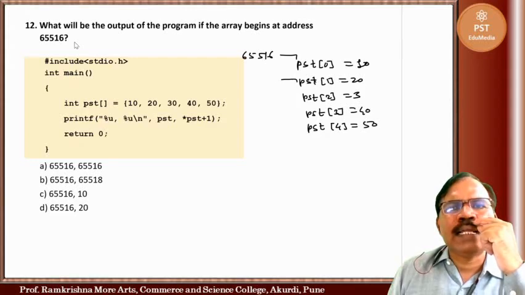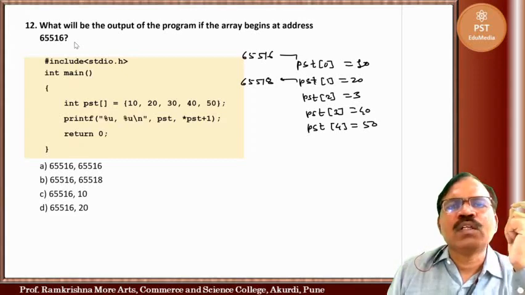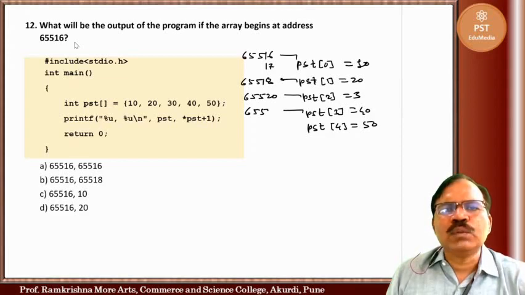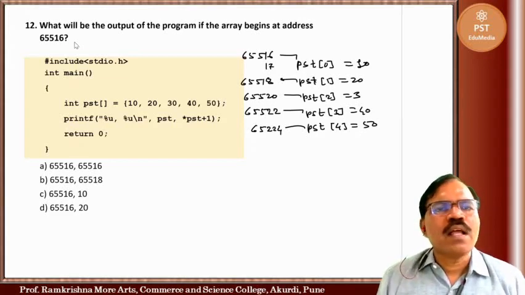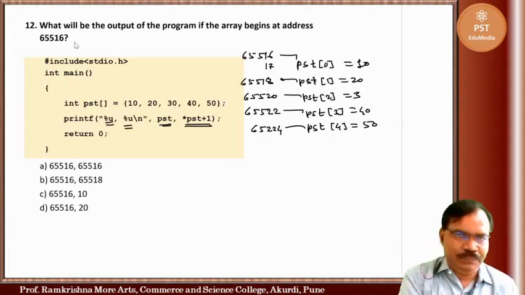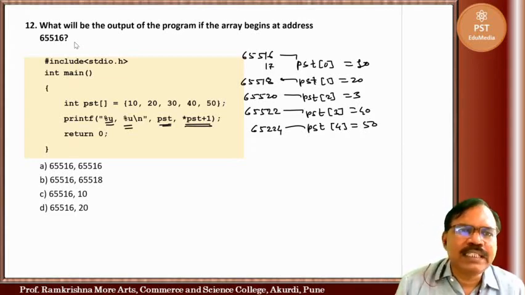Now the address of this is 65516. What is the address of this? 65518. It is an integer array, so 2 bytes are used for PST[0]. The address of this is 65520, 65522, and 65524. Now here printf %u PST, %u star PST, plus 1. So %u PST means what? This one is printed. So 65516 printed.